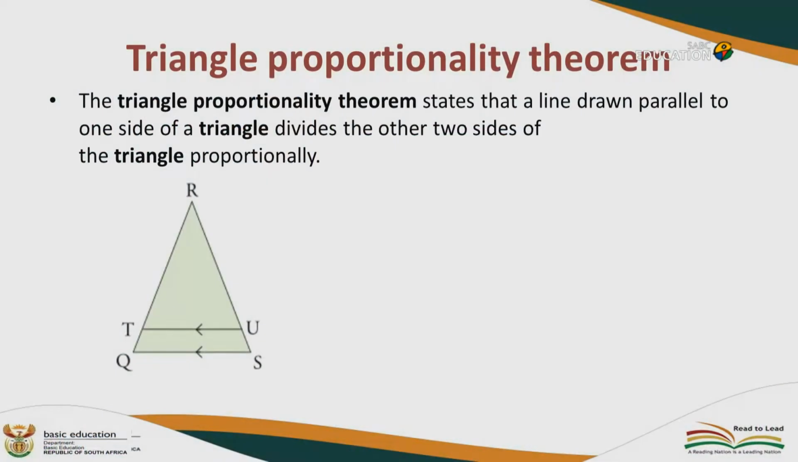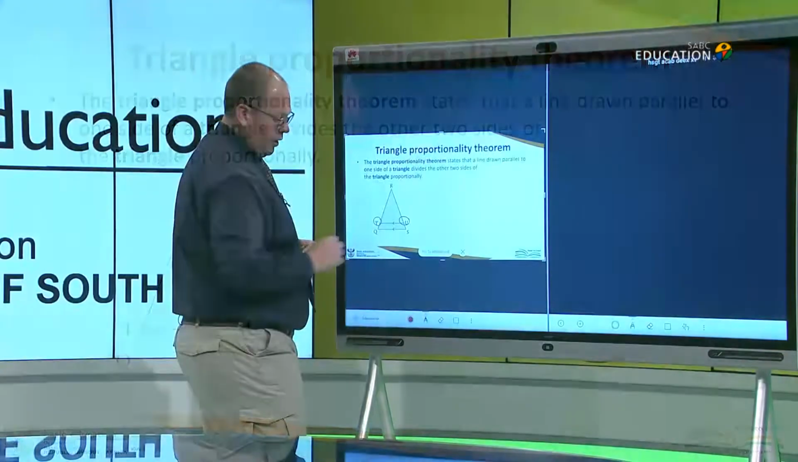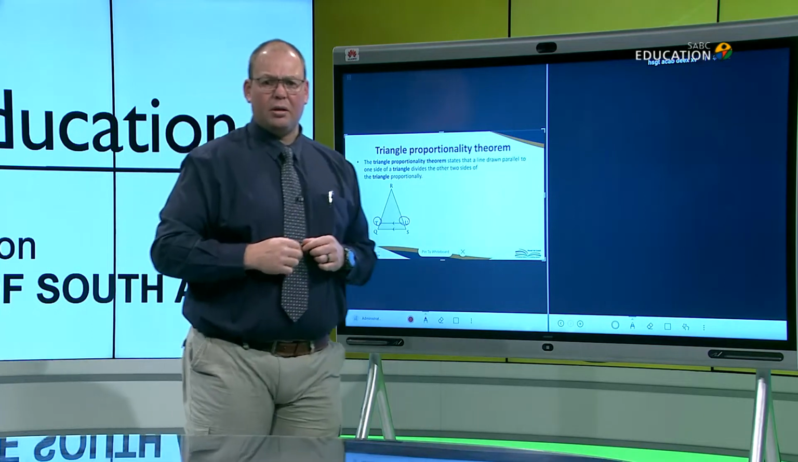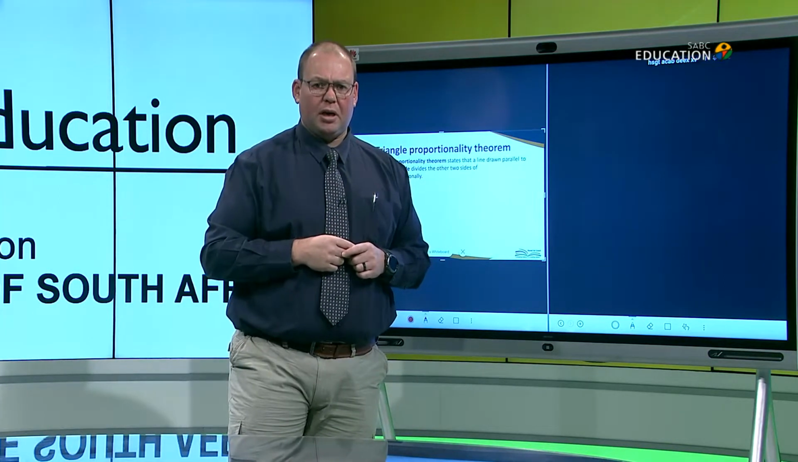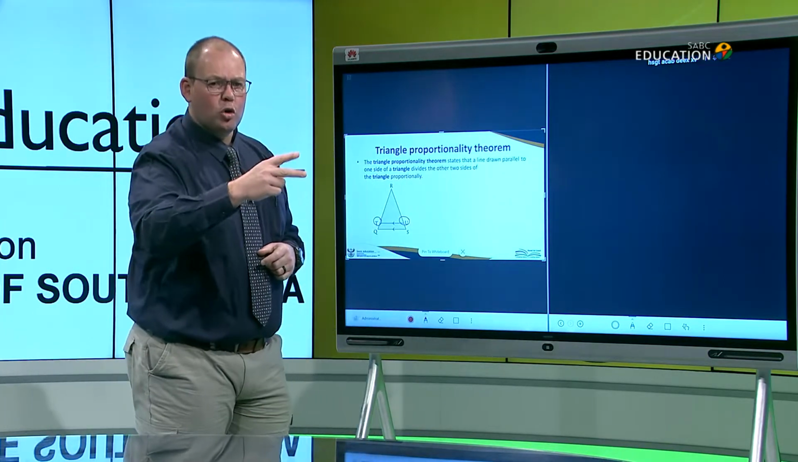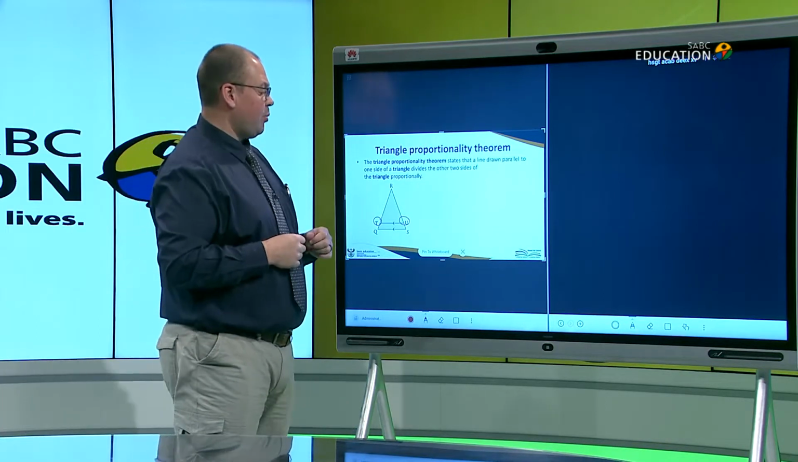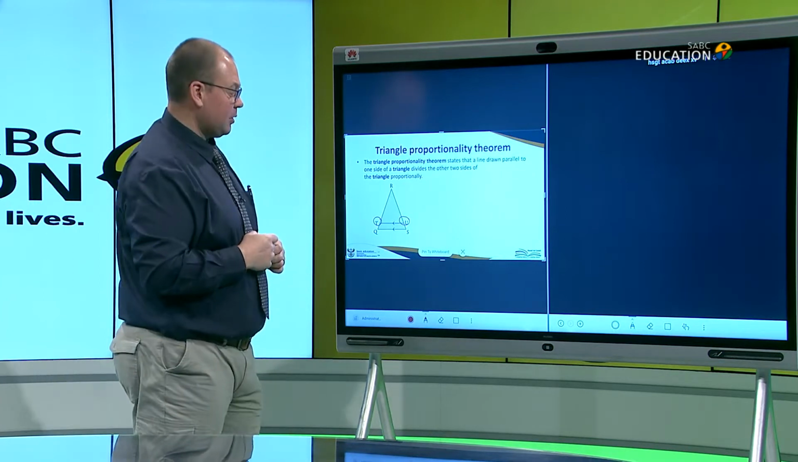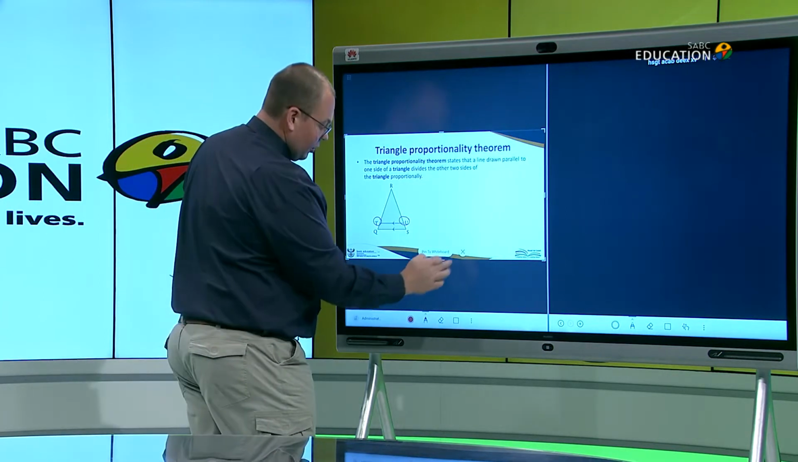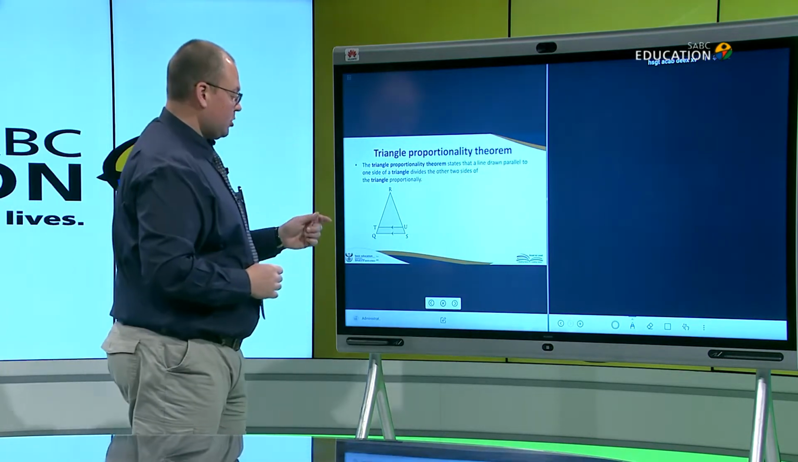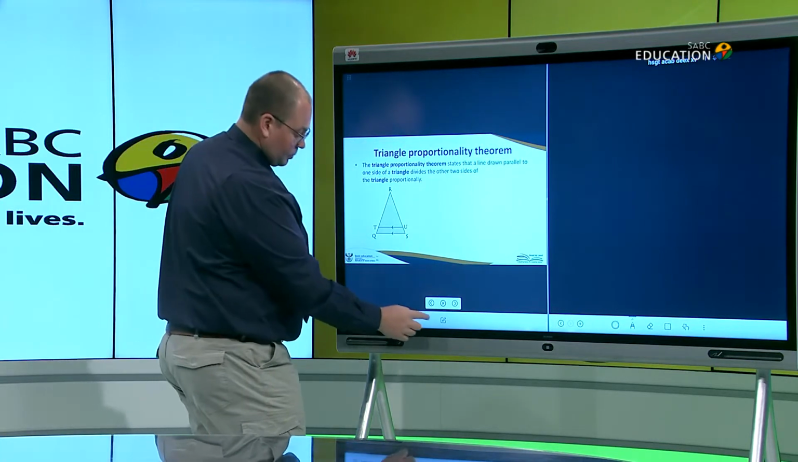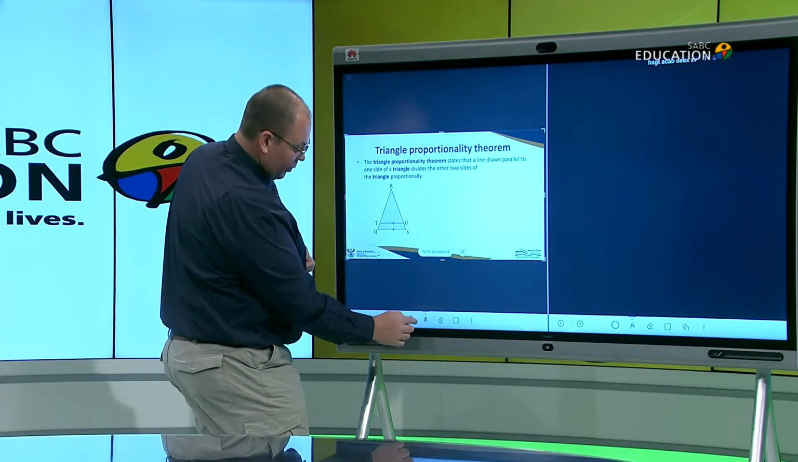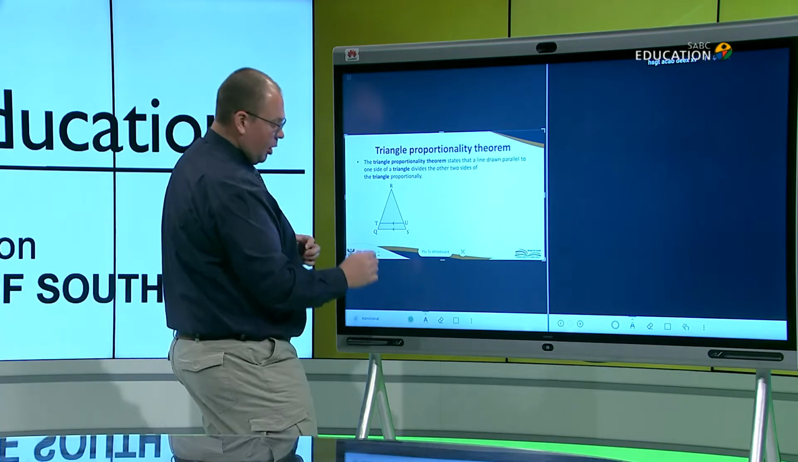TU cuts side RQ and side RS, meaning it only cuts two of the three sides. Therefore, only two of the three sides can be divided proportionally. So this is very, very important. Now if we want to write which sides will be proportional, we will do the following.